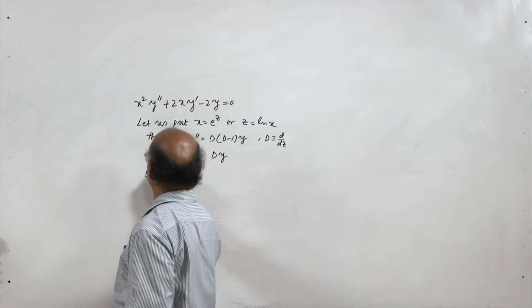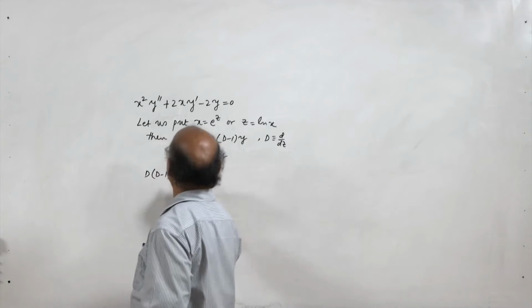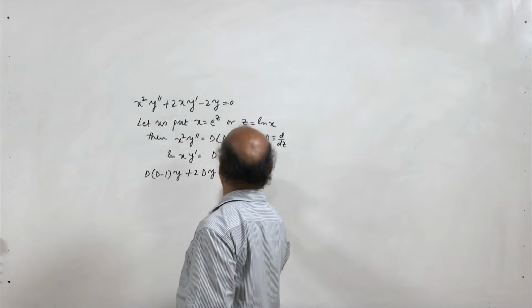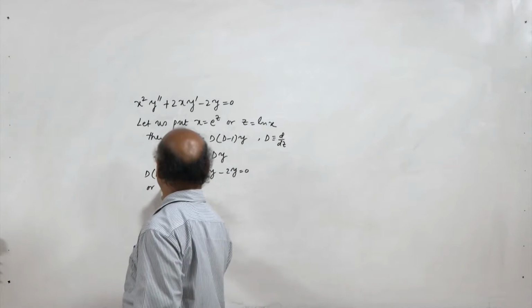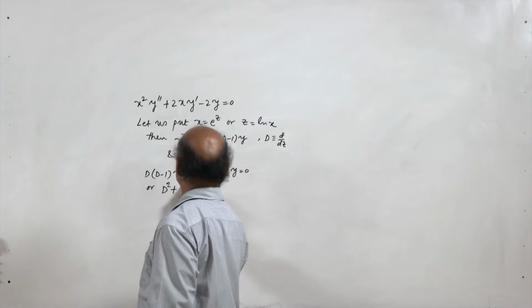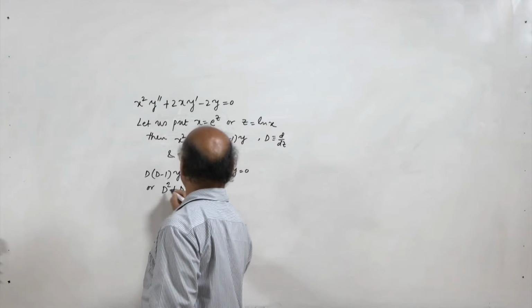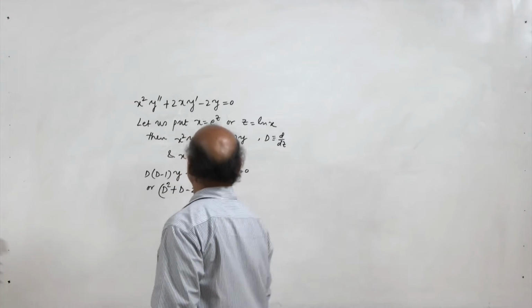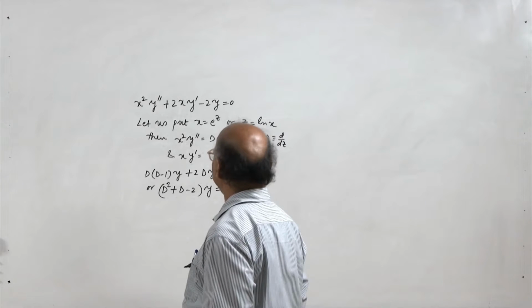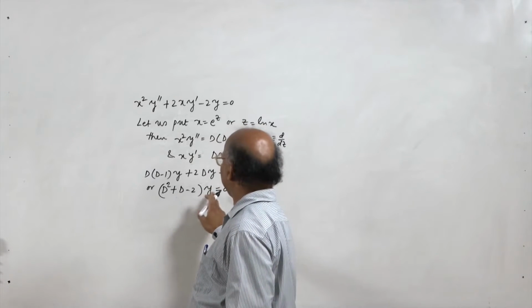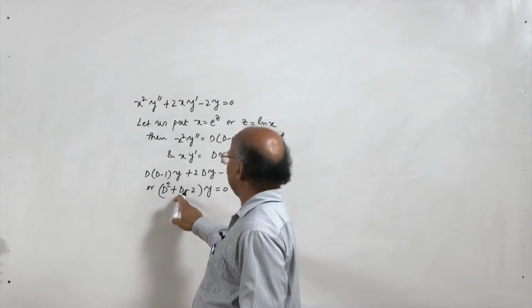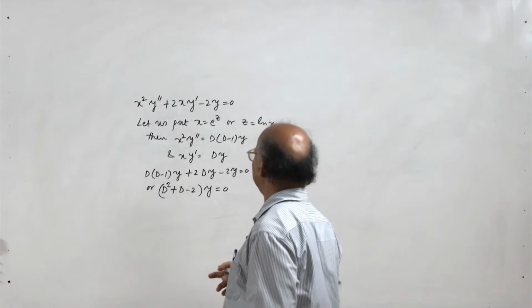So D(D minus 1) y plus 2Dy minus 2y equal to 0, or we can say (D squared plus 2D minus D, that is D plus D minus 2) operating on y equal to 0. Now this is a second order linear differential equation with constant coefficients. The dependent variable is y, the independent variable is z. We have d squared y over dz squared plus dy by dz minus 2y equal to 0.